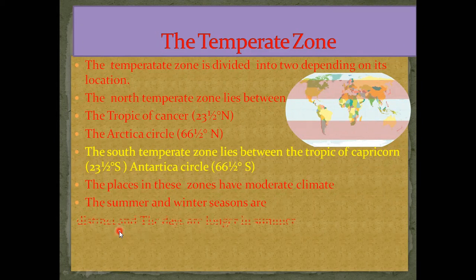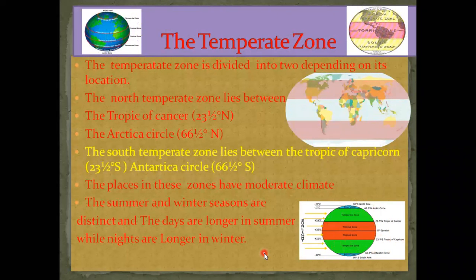Summer and winter are very distinct. The days are longer in the summer, and in the winter the nights are longer. So the places in this zone have a moderate climate. Winter time nights are longer. Summer time days are longer.